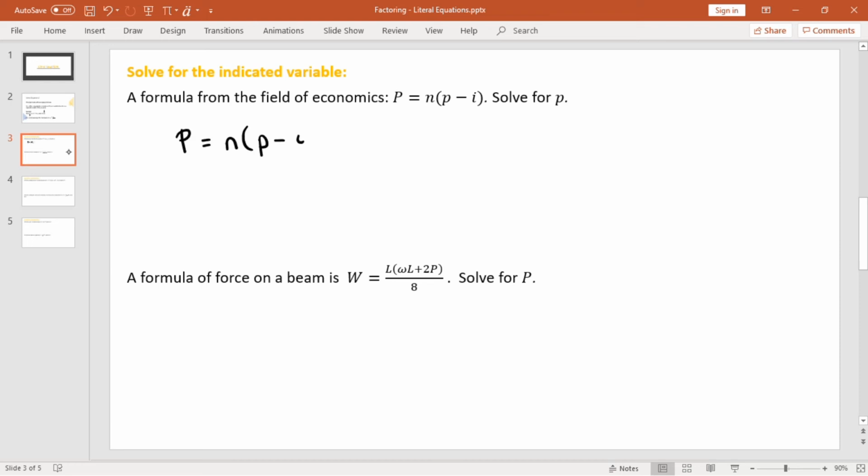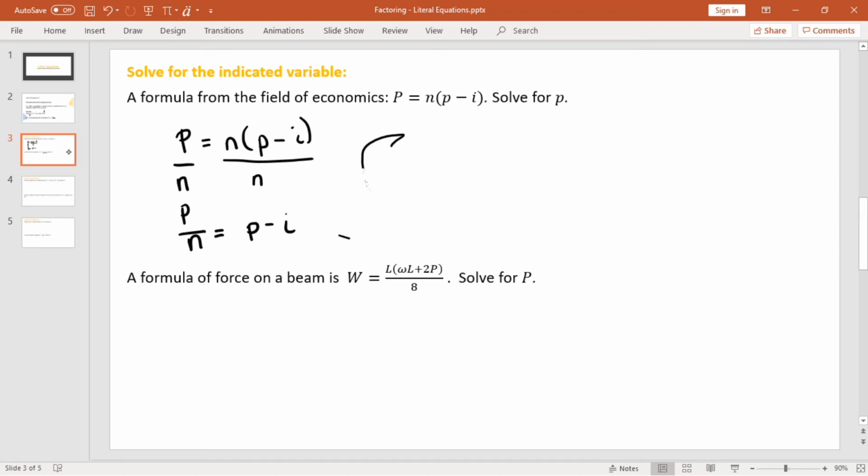And we're just peeling the onion here. So the first thing I see is I can get rid of that n, which is stuck on the brackets by multiplication. So I'm going to divide both sides by little n. And I'm at big P over n equals little p minus I.